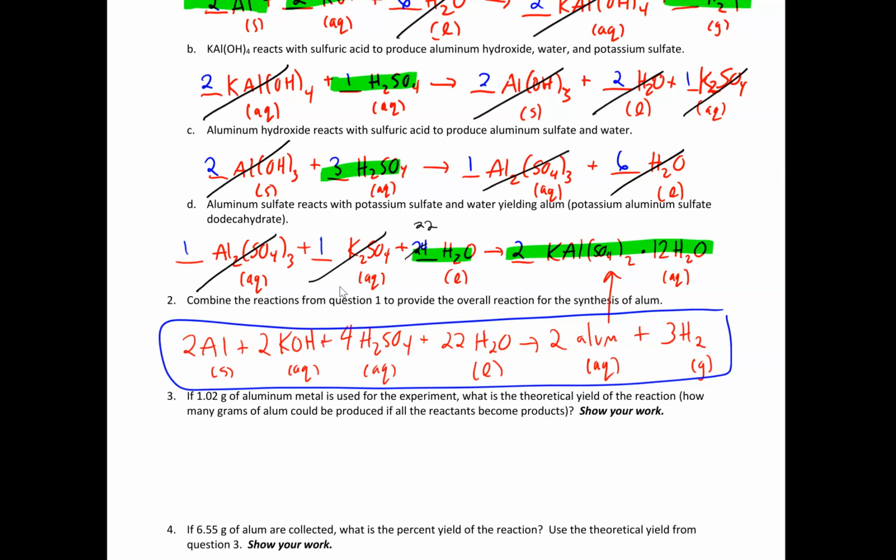So in this case, and as well as when you're in the lab, aluminum is going to be our limiting reactant, meaning it's going to limit the amount of product produced. It's the substance that's going to run out first. Potassium hydroxide is present in excess. Sulfuric acid is present in excess. Water is present in excess. So there'll be plenty of those molecules floating around to react with, but eventually we'll run out of aluminum and the reaction will stop. So let's talk about how to calculate this.